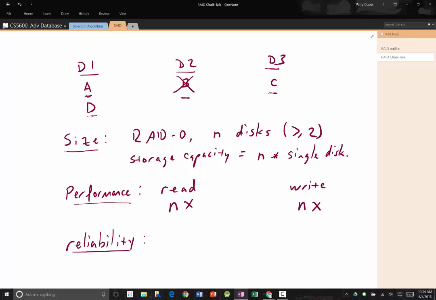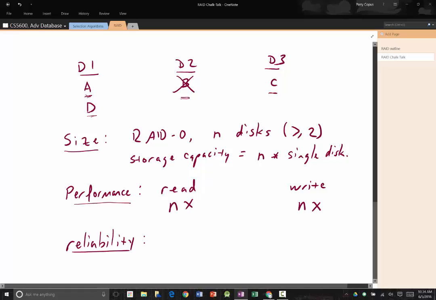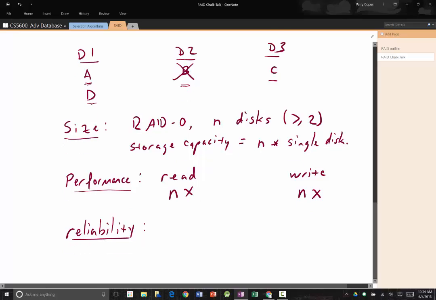If I have many files on these 3 disks, if one of the disks fails, I lose everything. None of the files has its integrity. None of the files has all of its data. And so all of the files are corrupt. And if I'm running a database server, of course, all of the data has gone down. So see, I've gotten size and performance, but I don't have any redundancy of information.